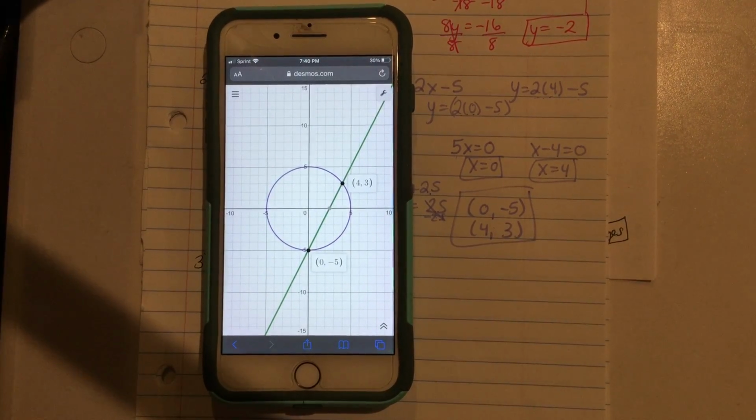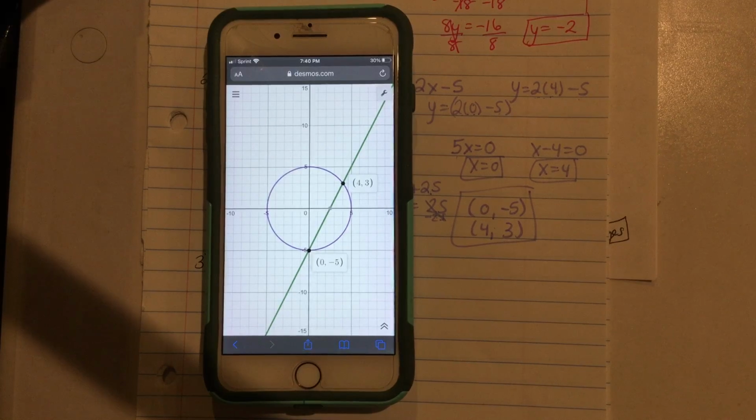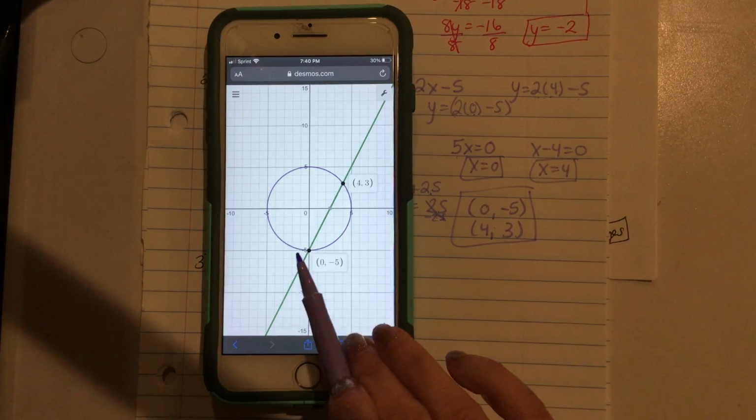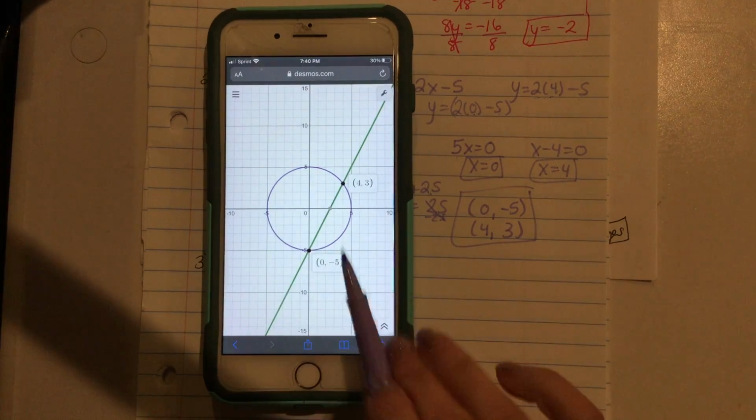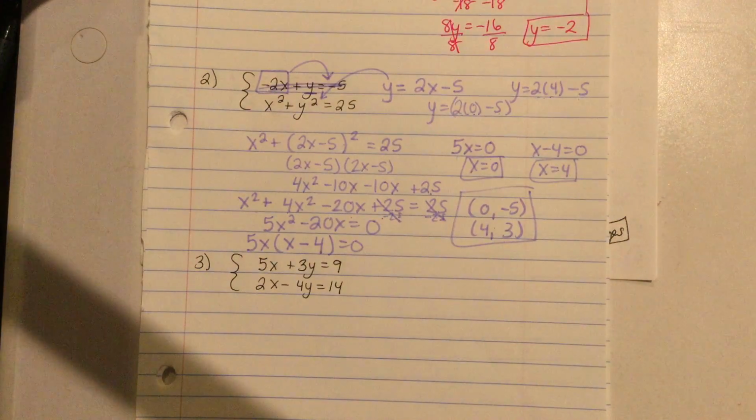So there are 2 examples of the substitution method. One was with linear, meaning both of the equations formed a line. This one is nonlinear because one of the equations was not of a line. It was that of a circle.